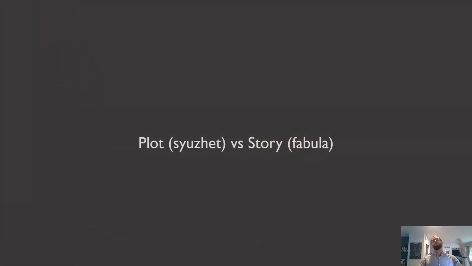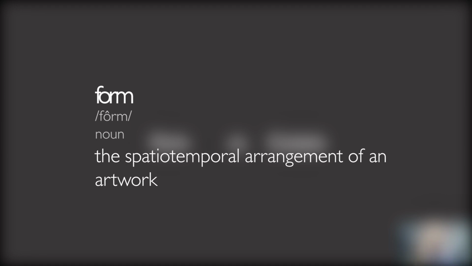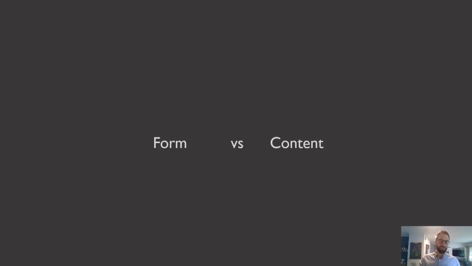map onto two very important terms for this course: form and content. Remember, form is the stuff that is literally there, and content is the translation of that stuff into, say, the language of events or depictions, right? But here, plot, once again, is the stuff that we see in the film. Story is the stuff that is inferred or implied.